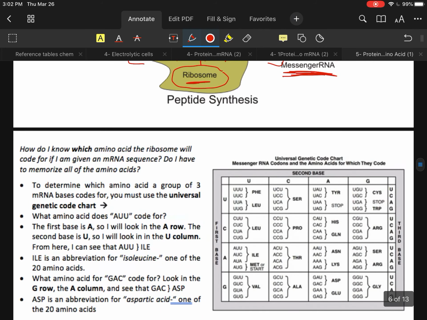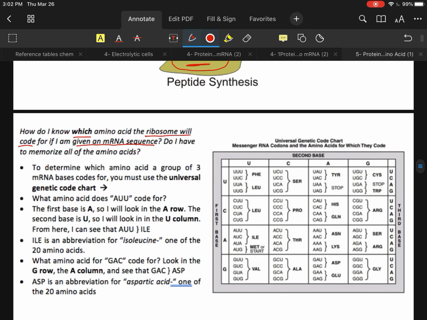Okay, so how do I know which of the 20 amino acids the ribosome will code for if I'm given an mRNA sequence? Do I have to memorize all the amino acids? No. And once again, you should have this chart downloaded right now because we're going to go over how to use it. To determine which amino acid a group of 3 mRNA bases codes for, you must use the Universal Genetic Code chart, which is this thing.